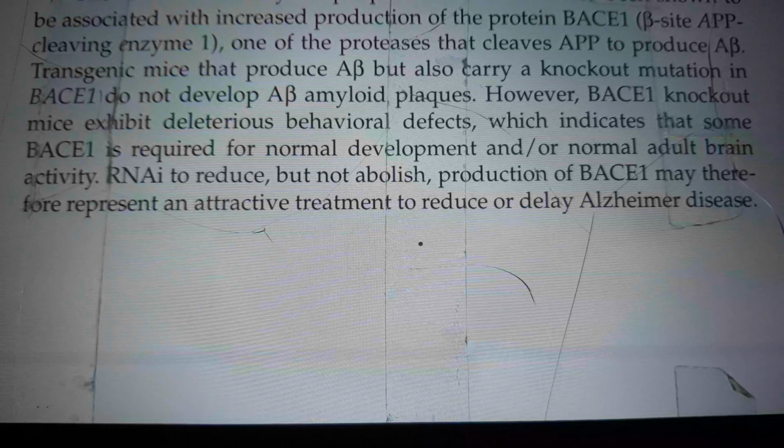The formation of amyloid plaques in humans has also been shown to be associated with increased production of protein BACE1, beta-site APP cleaving enzyme 1, the protease that cleaves APP to produce A-beta. Transgenic mice that produce, so this lecture should be winding up now.